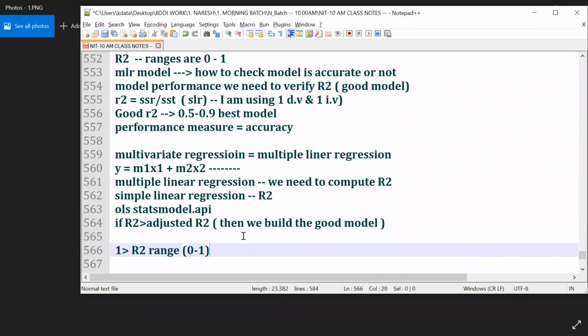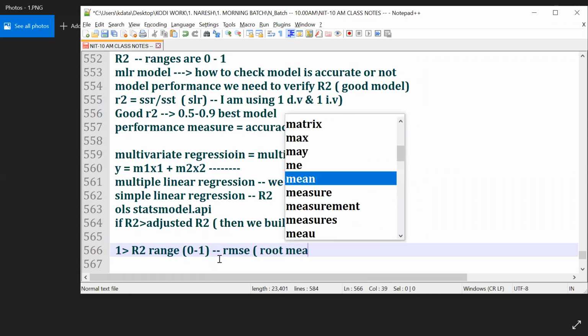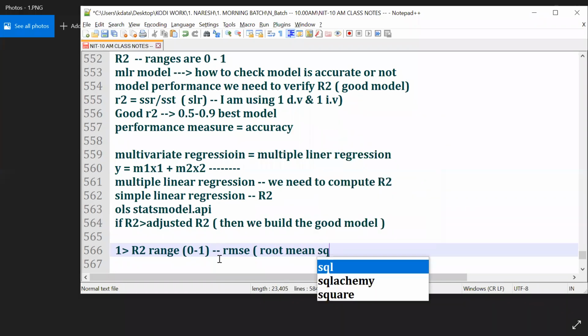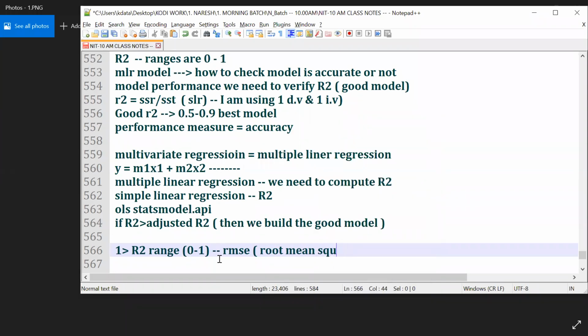Understand? This is an interview question, guys. The question is how to check the regression model performance. That's what we call performance measures. This is also called RMSE, root mean squared error. Very good. Okay, are you there, buddy? Do you understand?